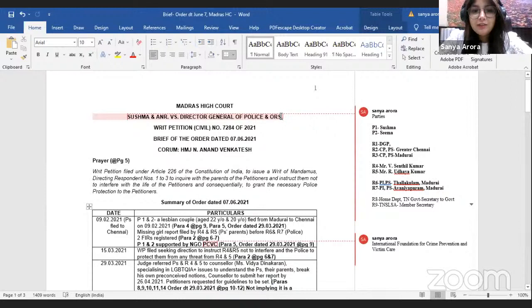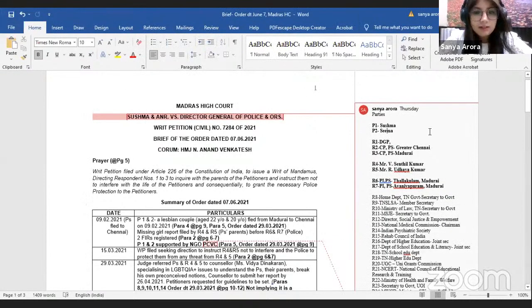Now, if you see over here, I've put as my comment the parties. Now, if there are more than one parties, if there's more than one petitioner, first of all, always remember to use the proper nomenclature. It is a petition. So the one that will be filing the petition will be the petitioner, and the one against whom the petition is filed will be the respondent.